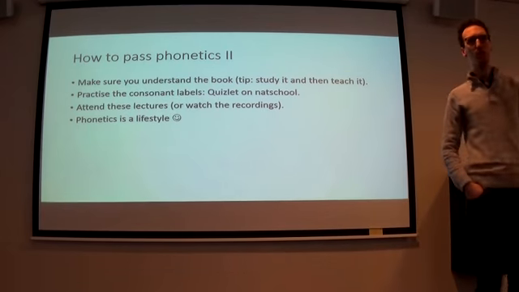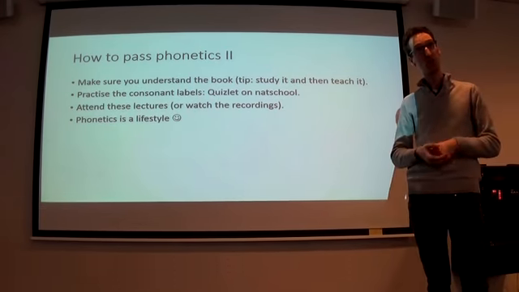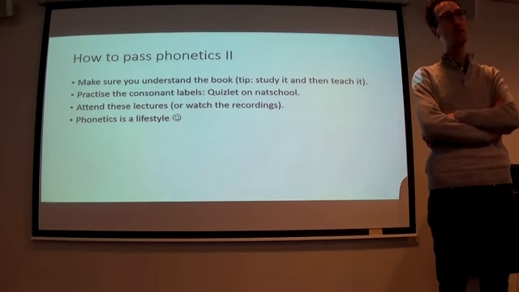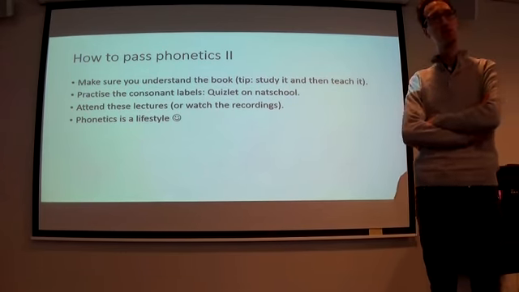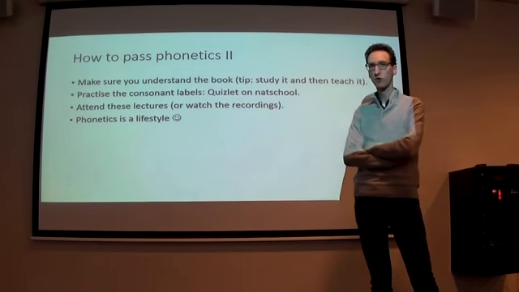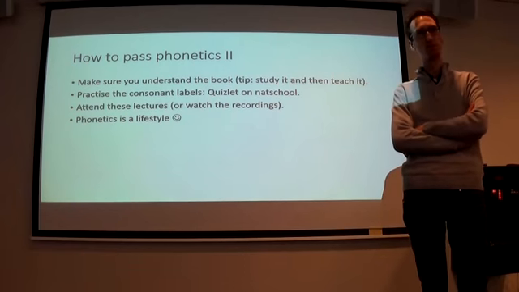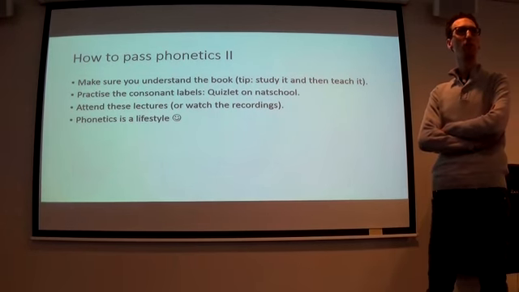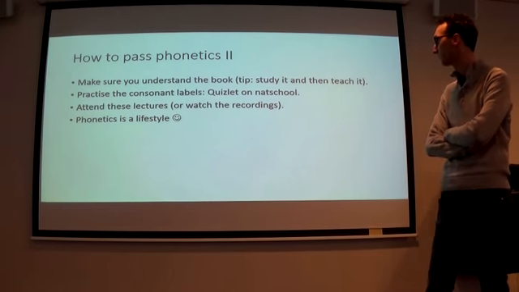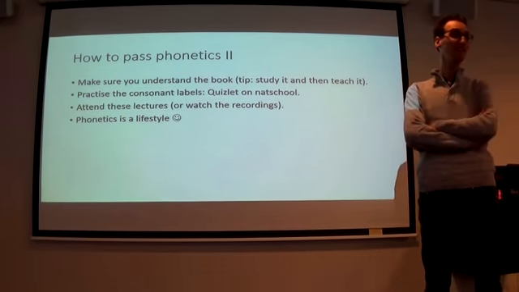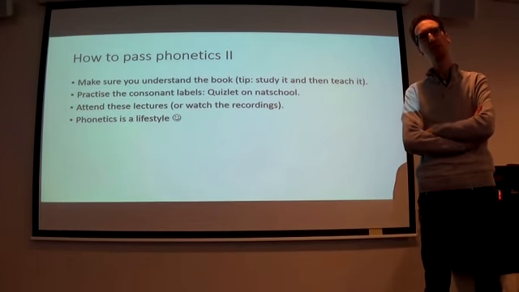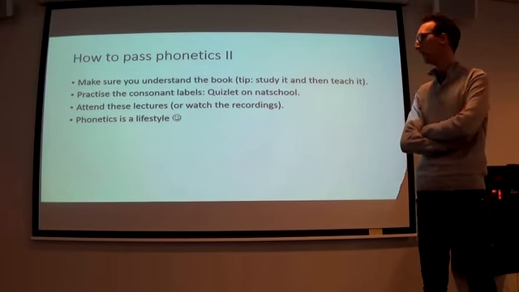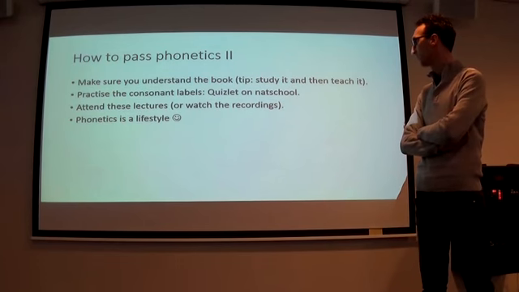Another reason why people fail to pass on assimilation, for example, is because you don't know the consonant labels that you should have studied in year 1. And you maybe did, but you forgot. I made a Quizlet for the consonant labels, which you can find on natschool. So there's a link on natschool to a Quizlet for the consonant labels. Of course, attend these lectures or watch the recordings if you can't be here. You can come round for questions, and that should be helpful as well.